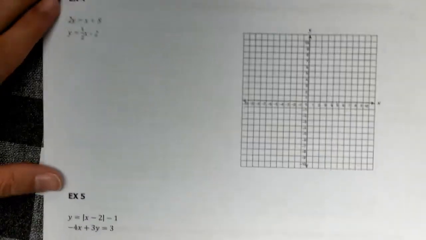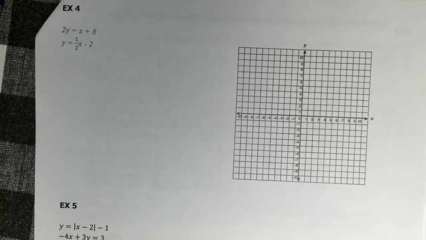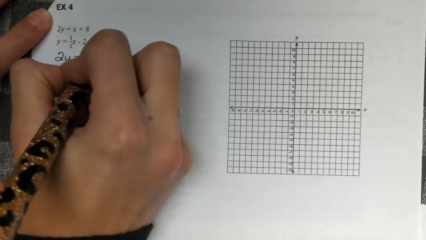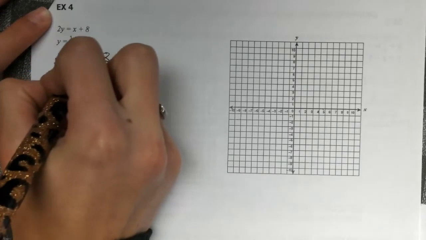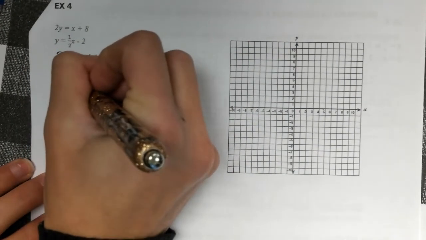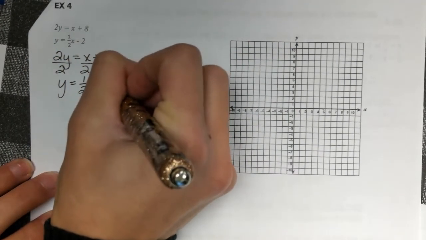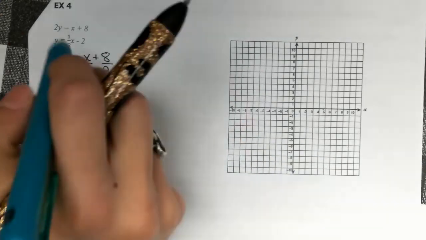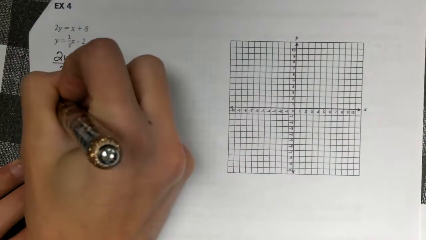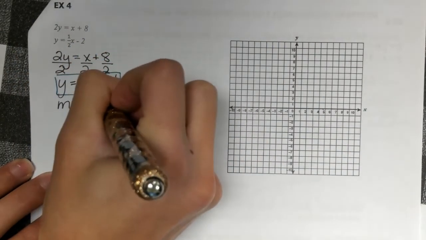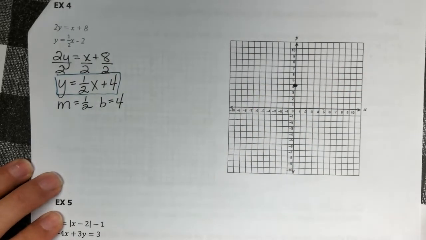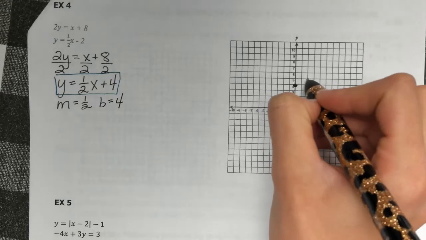Okay, so then if I look at 2y equals x plus 8, I would take each term and divide it by 2. And y will equal 1/2 x plus 4. So then my slope is a 1/2. My y-intercept is 4. Plot your 4. And I'm going to go up 1 to the right 2.